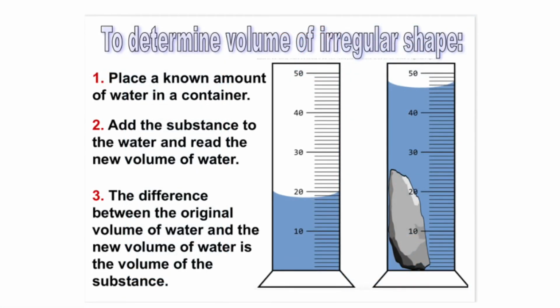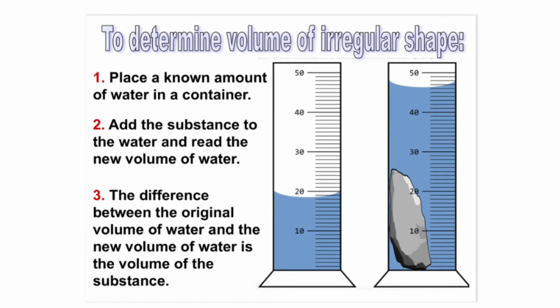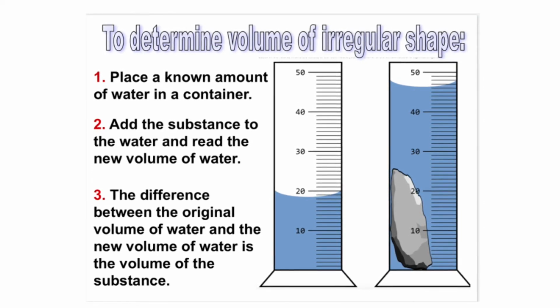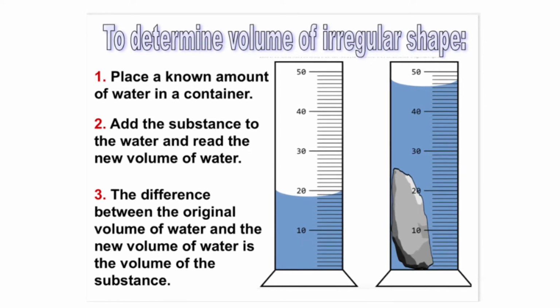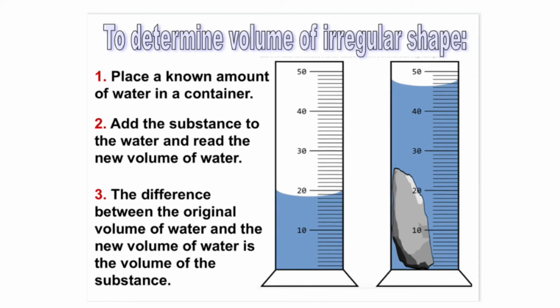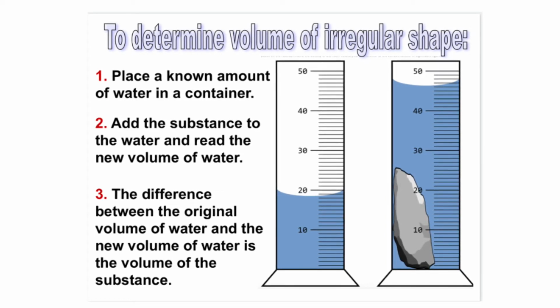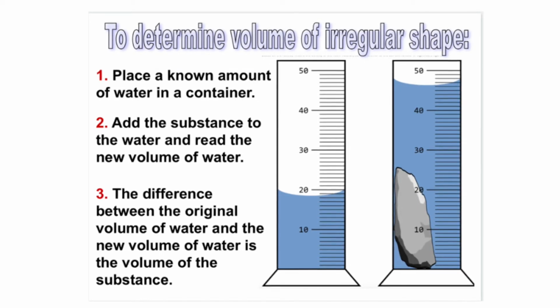Water displacement is exactly what it sounds like, how much water is displaced. So basically, here's what you do. You take a known amount of water in a container, and then you drop the object into the container and measure the difference in the water. The difference in the water is the volume of the object.